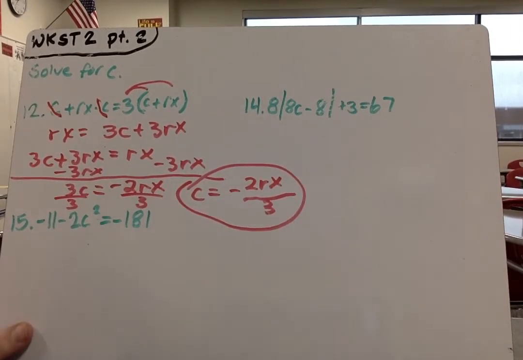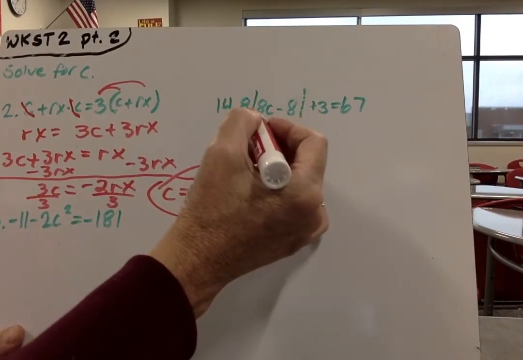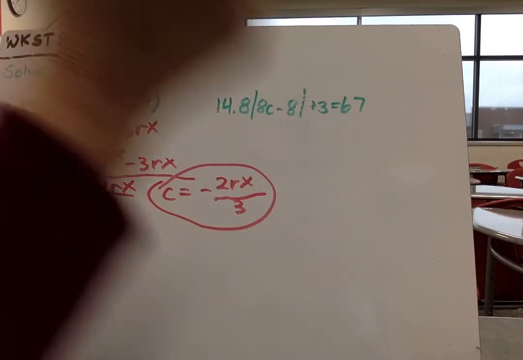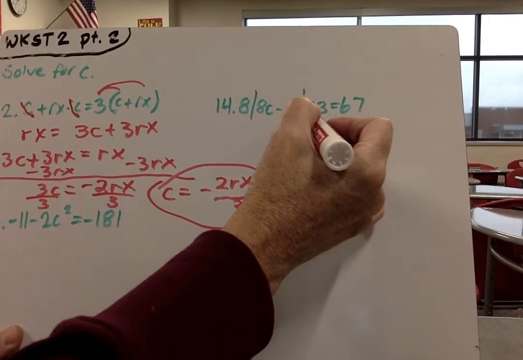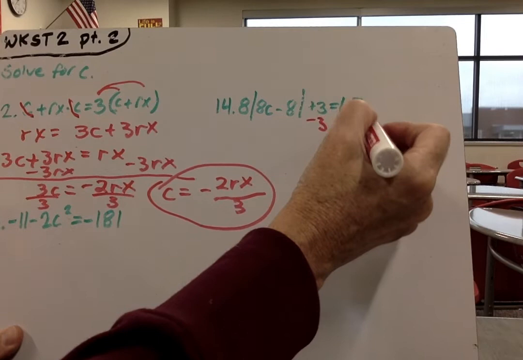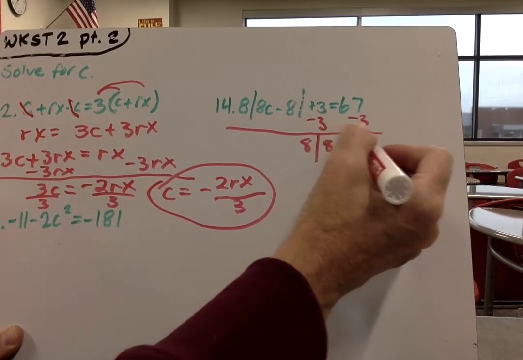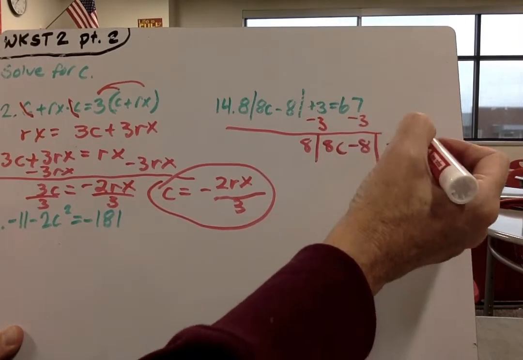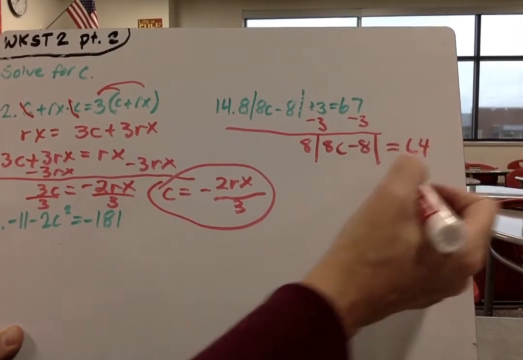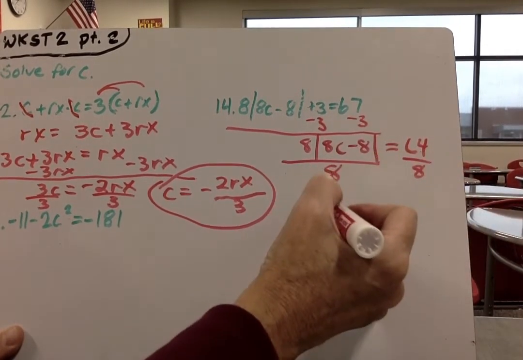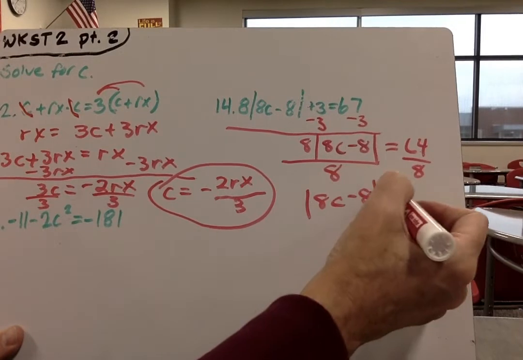I feel like I should do a different one with lots of variables, but let's try doing 14 here, okay? If you have absolute values, you need to isolate the absolute values. So I'm going to go -3 over here. And again, this is 14. So you have 8 absolute value of 8c minus 8 equals 64. If I divide by 8, absolute value of 8c minus 8 equals 8.